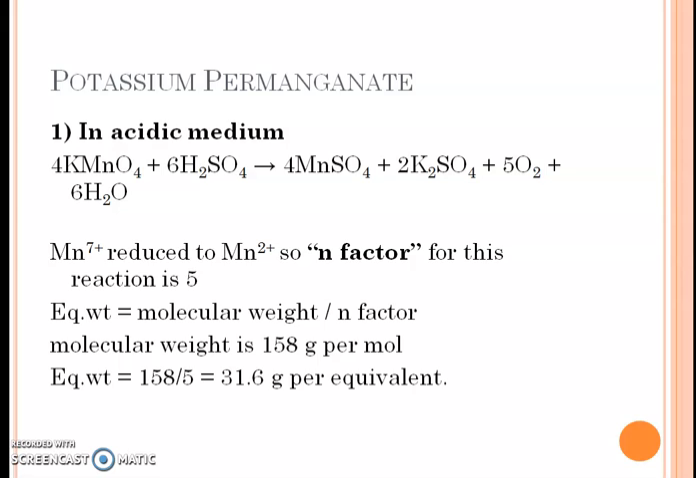So here the valency of manganese changes from +7 to +2. So the difference is 5. So the N factor for this reaction is 5. We can calculate equivalent weight by molecular weight divided by N factor. The molecular weight for KMnO4 is 158 gram per mole. So equivalent weight in acidic medium will be 158 divided by 5, because in acidic medium the change of valency takes place from 7 to 2, that is a difference of 5. So in acidic medium the equivalent weight is 31.6 gram per equivalent.